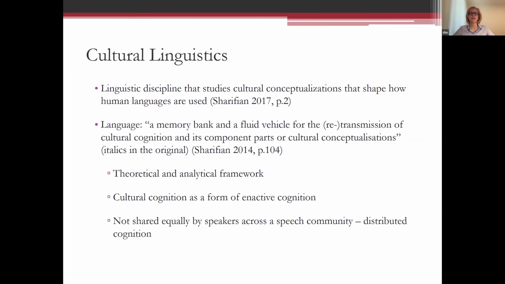Cultural linguistics is a theoretical and analytical framework, and its main idea is that cultural cognition is a form of both embodied cognition and distributed cognition. At the same time, cultural cognition is dynamic and could change over time.